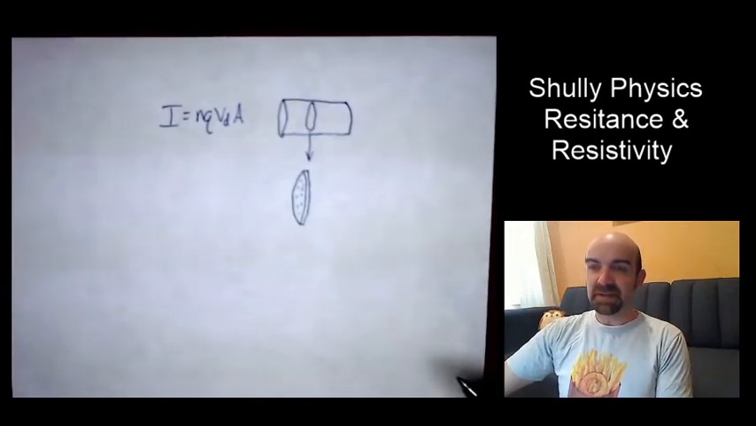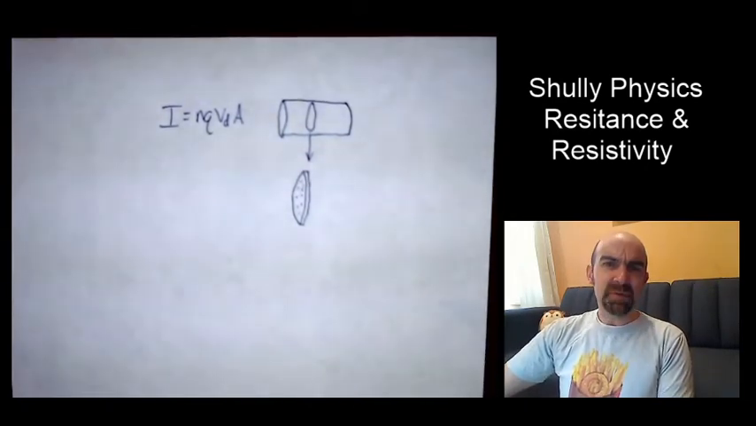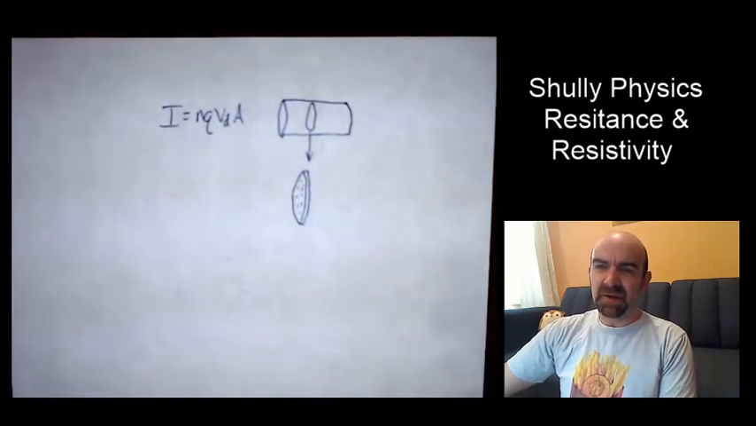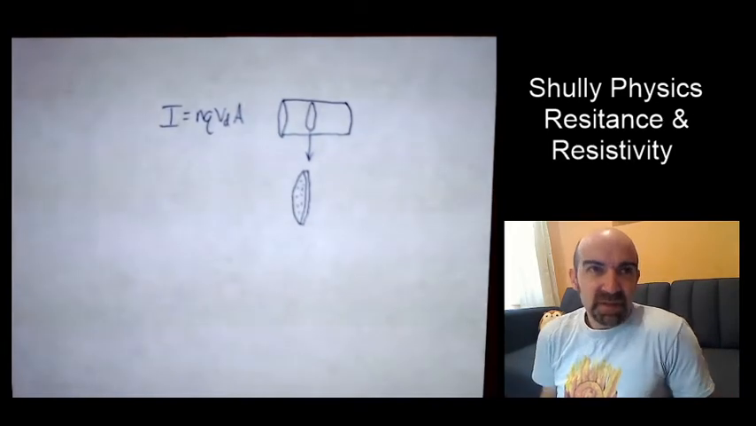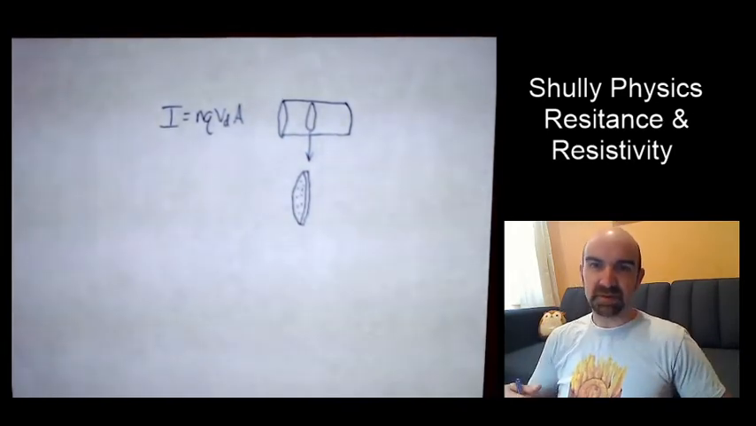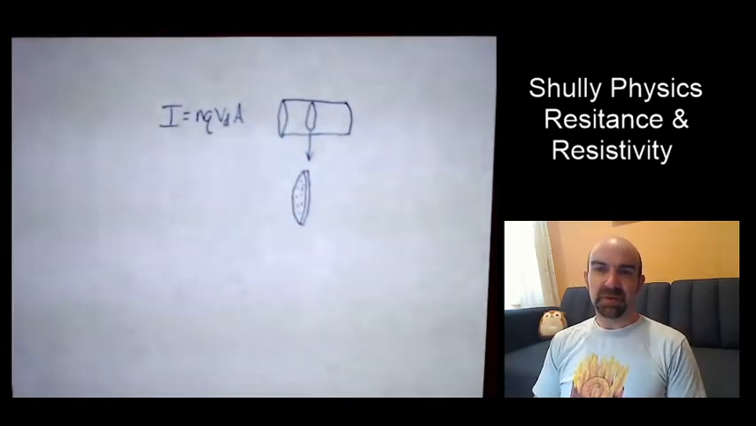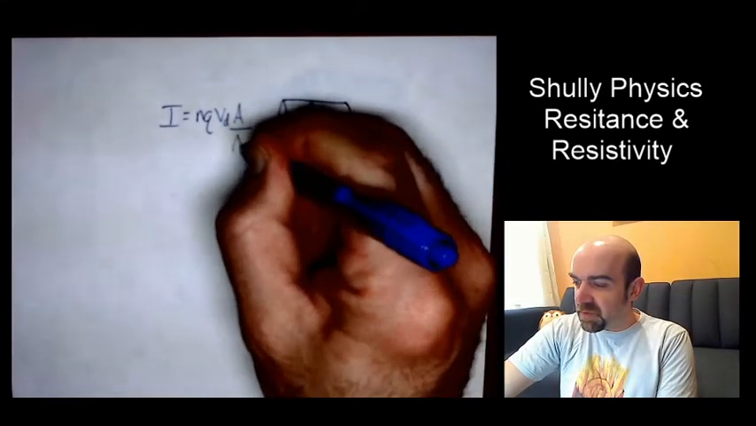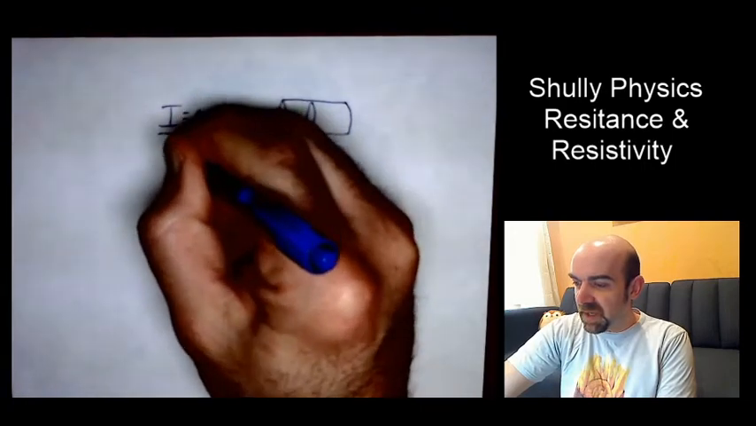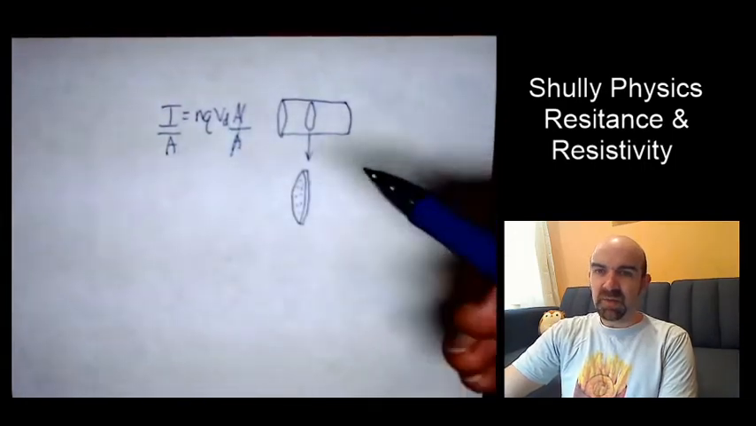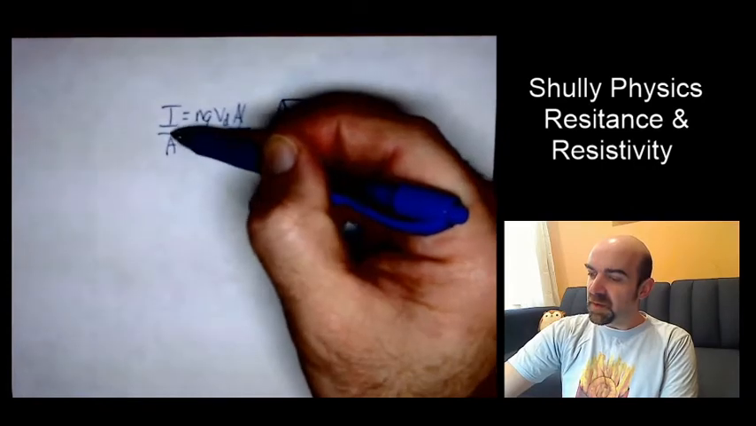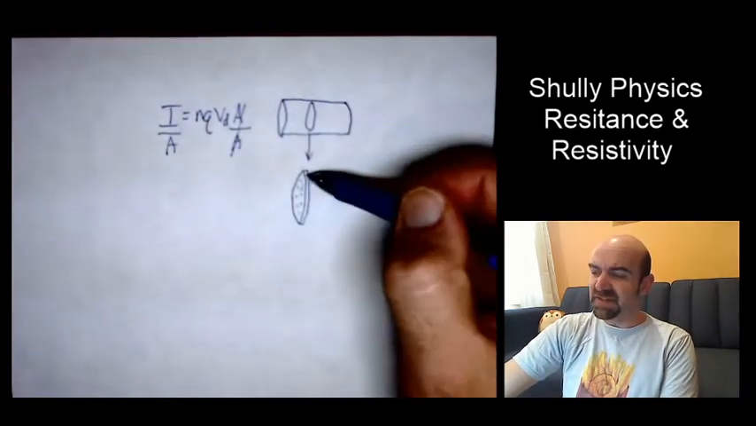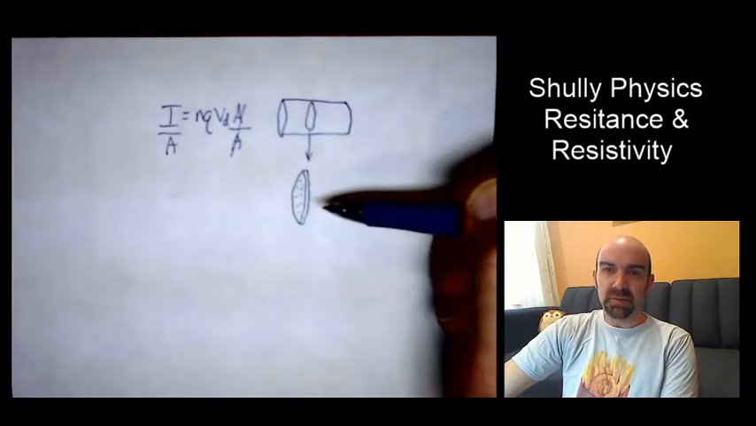Next, something you might have read about in your chapter is a quantity called the current density. It's nothing we're going to be using except in this discussion. If we divide both sides by A, the area, then we get the current per area. So it's the density of the current within that little slice.